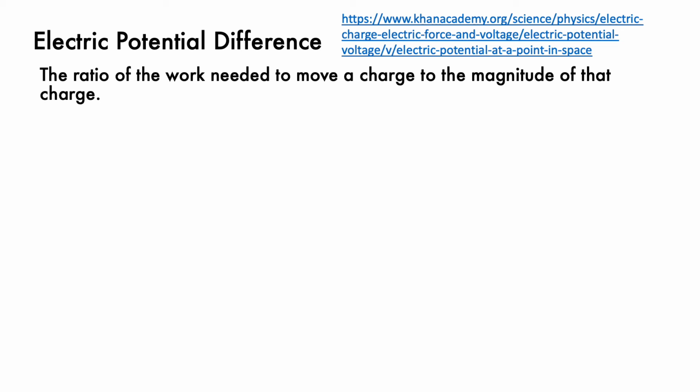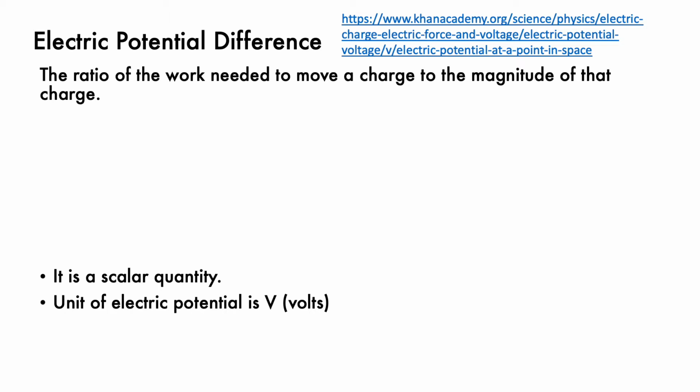Okay, so electric potential difference is defined as a ratio of the work needed to move a charge to the magnitude of that charge. It is a scalar quantity, that means it does not have direction, it has only magnitude, and its unit is volt, represented by the letter V.